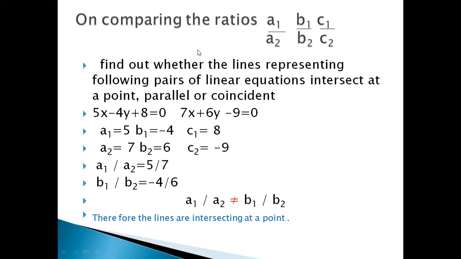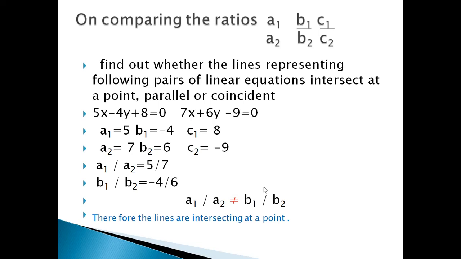Comparing in equation 2, a2 is 7, b2 is 6 and c2 is minus 9. So a1 by a2 is how much? 5 by 7. Does it divide? No. b1 by b2 is minus 4 by 6. There is no necessity to find c1 by c2, which here is 8 by minus 9. a1 by a2 is not equal to b1 by b2. We have obtained the first case. Therefore the lines are intersecting at a point.